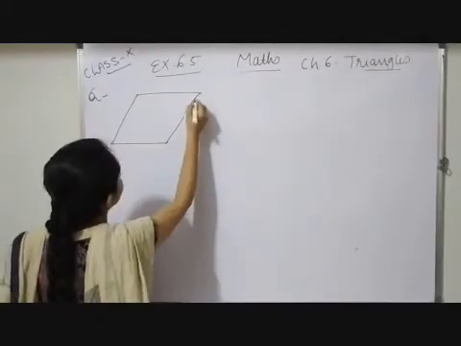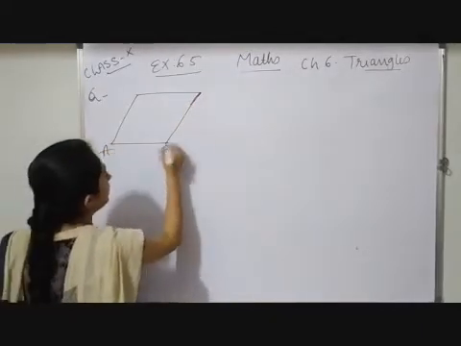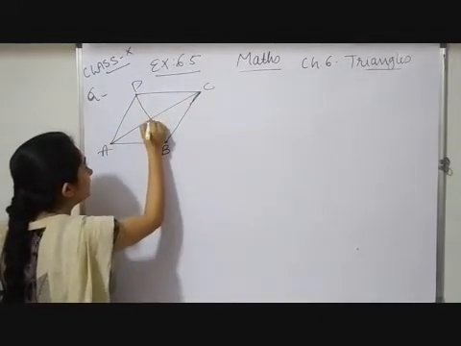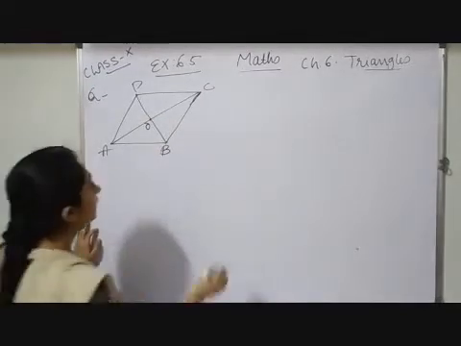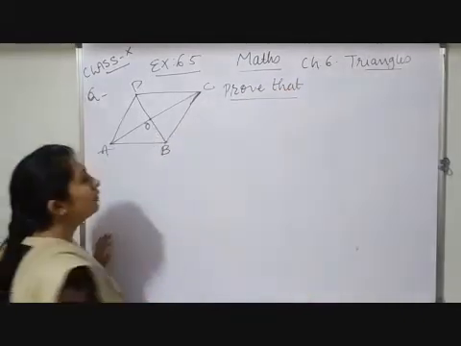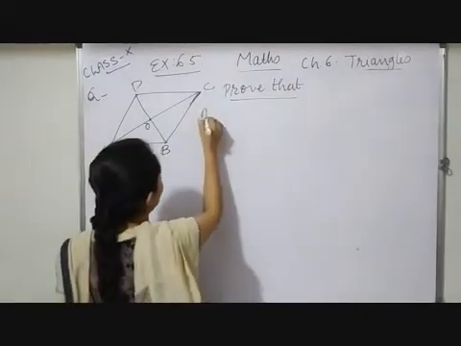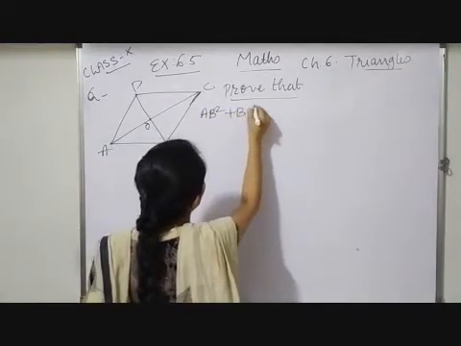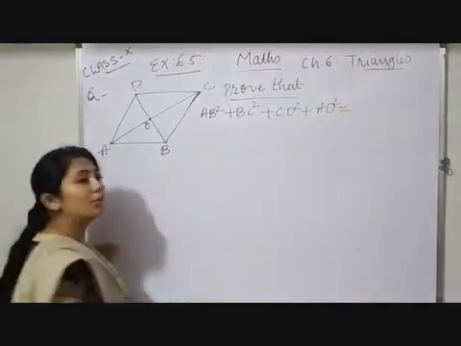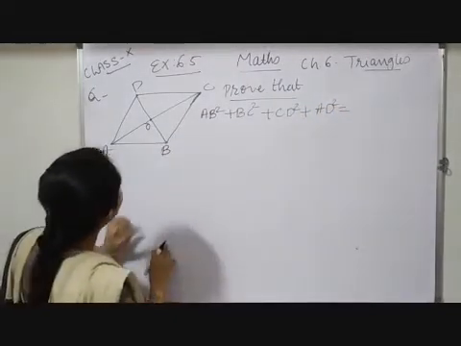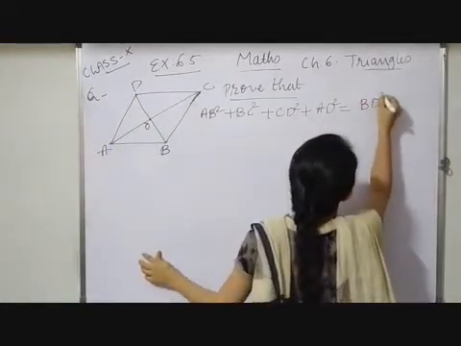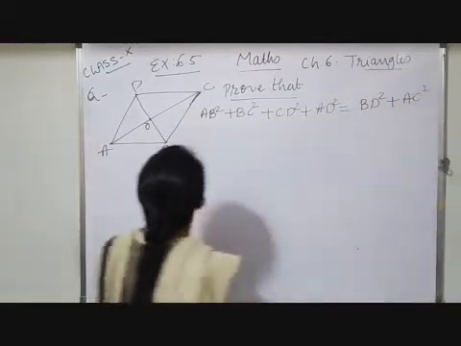like this, ABCD. These are its diagonals, which intersect at a point O. Here we have to prove that the sum of the squares of its sides, that means AB square plus BC square plus CD square plus AD square, is equal to the sum of the squares of its diagonals. Its diagonals are BD and AC. So I can write BD square plus AC square.